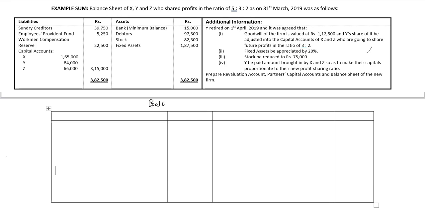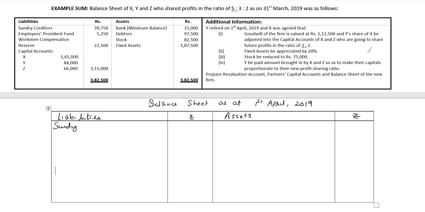Balance sheet as at 1st April 2019. On the left side, we have liabilities. Right side, assets. We'll begin with the liability side items, sundry creditors. No change in value, 39,750 rupees.